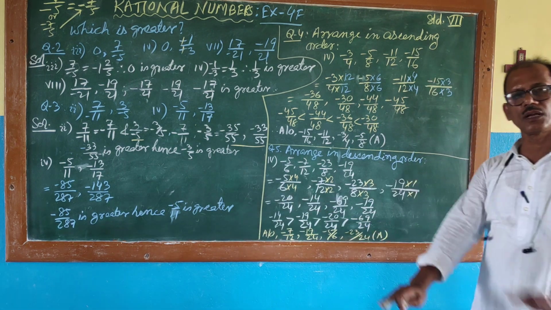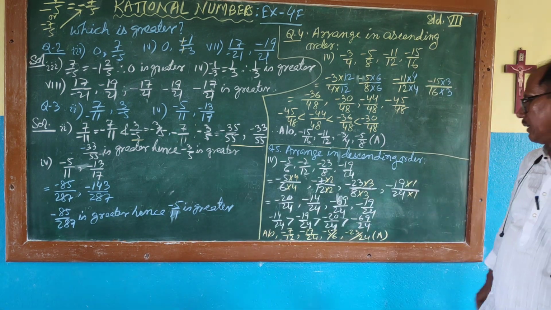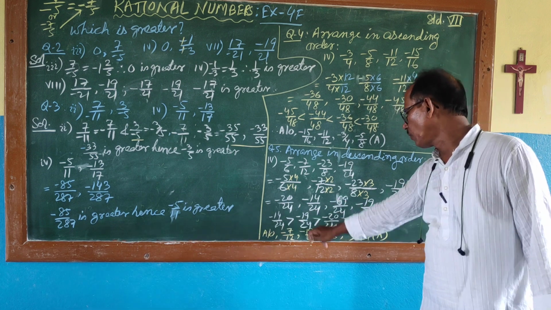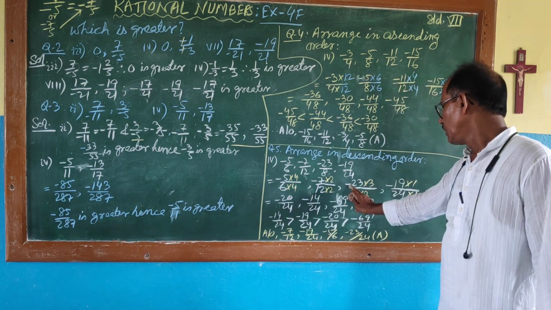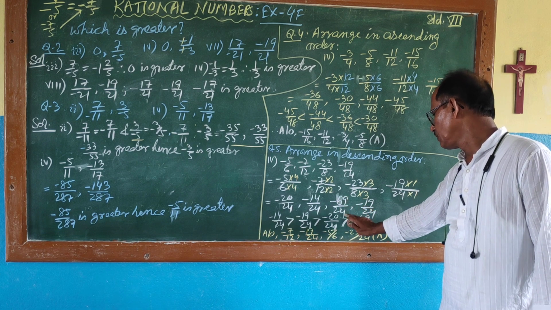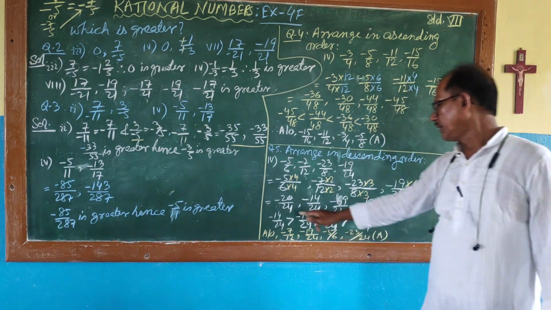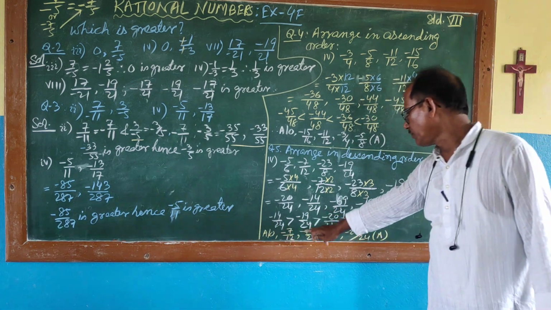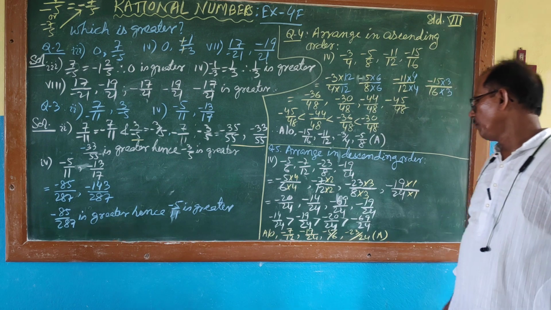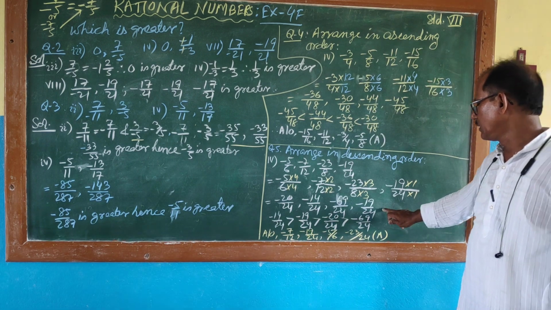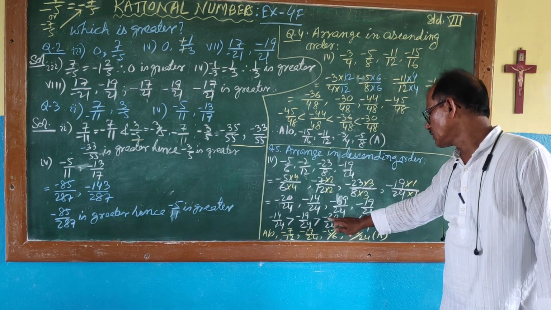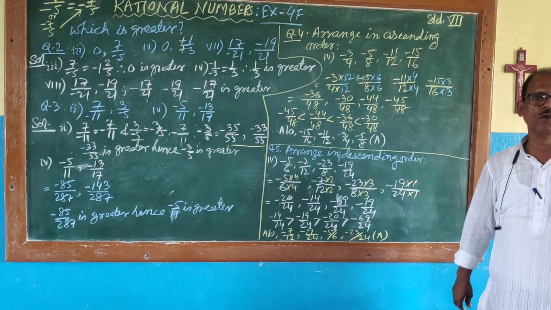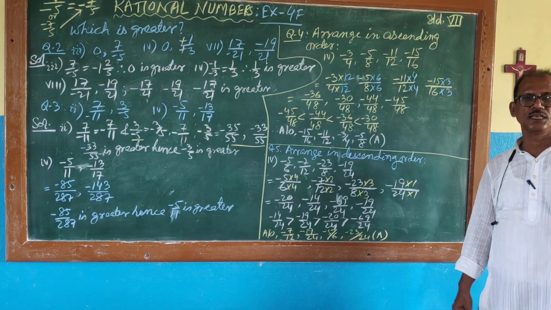Arrange this one in descending order, greater to smaller. The smaller negative number comes first, that is minus 14 by 24, then minus 19 by 24, then minus 20 by 24, then minus 69 by 24. Minus 14 by 24 is the value of minus 7 by 12. The next number will be minus 19 by 24, the same as it is given, and then minus 5 by 6 is the value of minus 20 by 24, and the last is minus 23 by 8. So this way the descending order can be written.